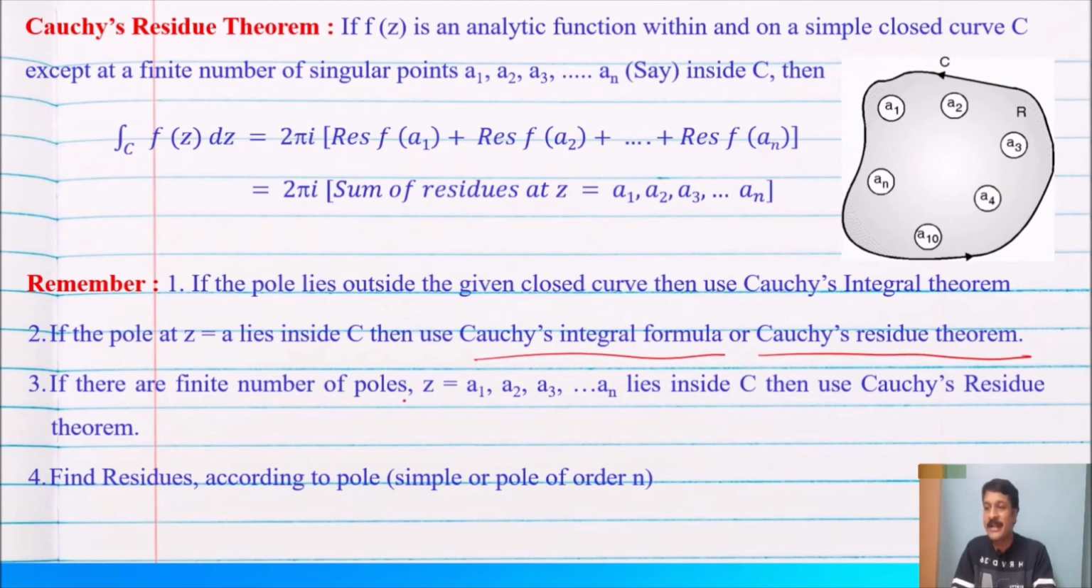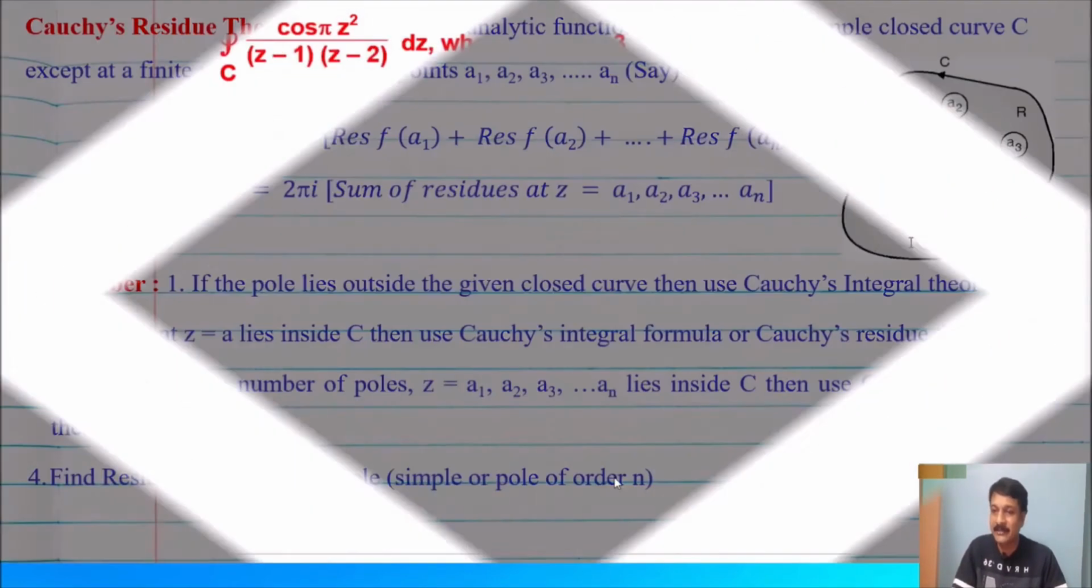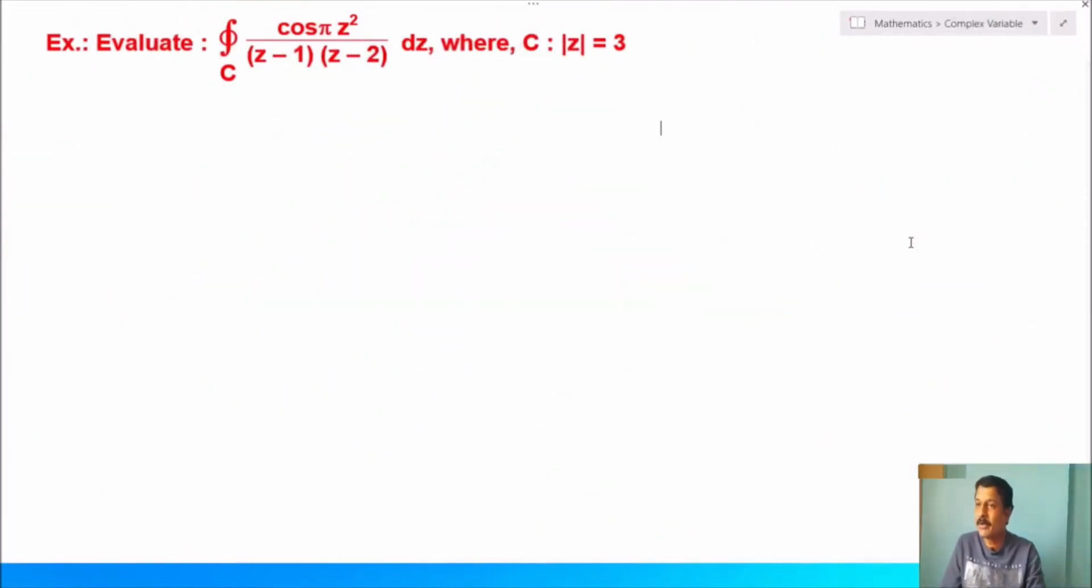If a finite number of poles, at z equal to a1, a2, a3, up to an, lie inside C, then use Cauchy's residue theorem. It means that when there are a number of singular points, use Cauchy's residue theorem, because as compared to Cauchy's integral formula, it is easier to find the integration over C of that function. To use this theorem, you find residues according to the pole, whether simple or of order n. Consider one example on the residue theorem.